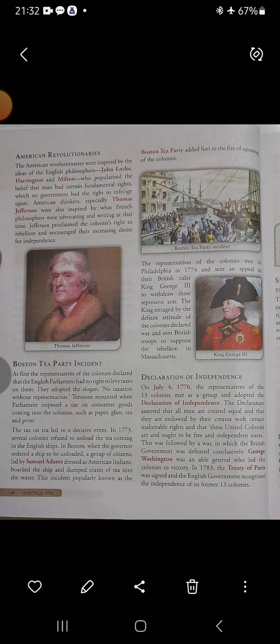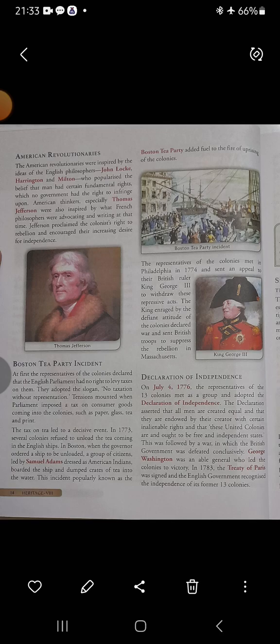The representatives of the colonies met in Philadelphia in 1774 and sent an appeal to the then British ruler, King George III, to withdraw these repressive acts. At that time the king was enraged by this defiant attitude of the colonies and declared war, sending British troops to suppress the rebellion in Massachusetts. So the colonies wanted freedom from the English monarchy, and thus they gave a petition which the English monarchy under King George III rejected, and he declared war.